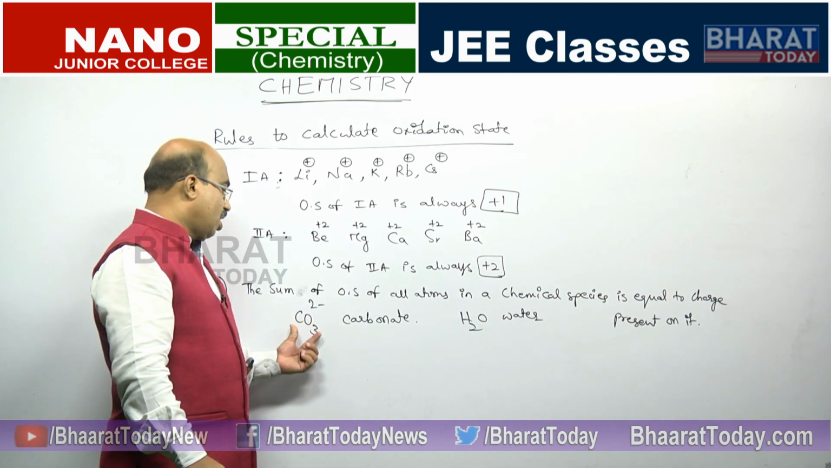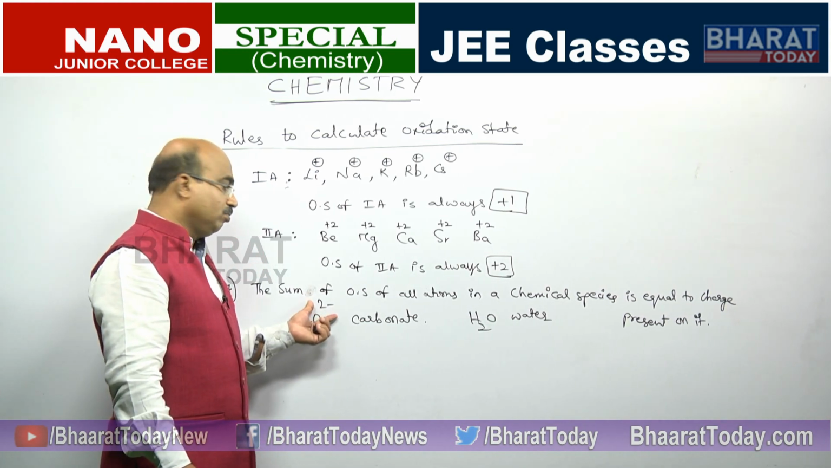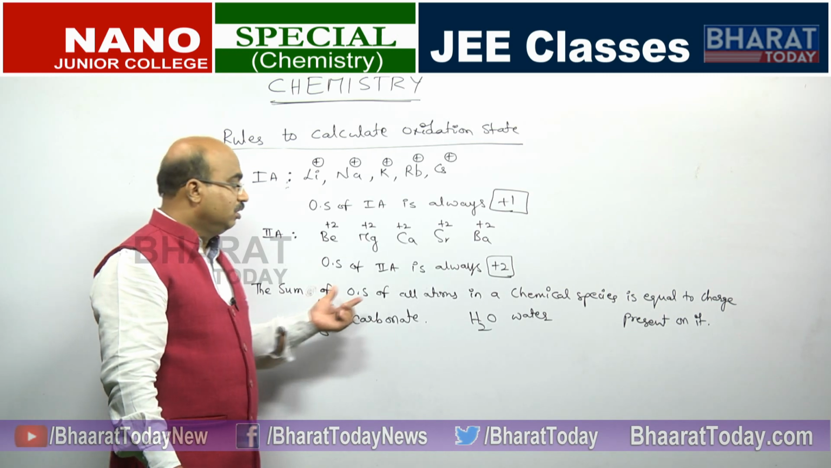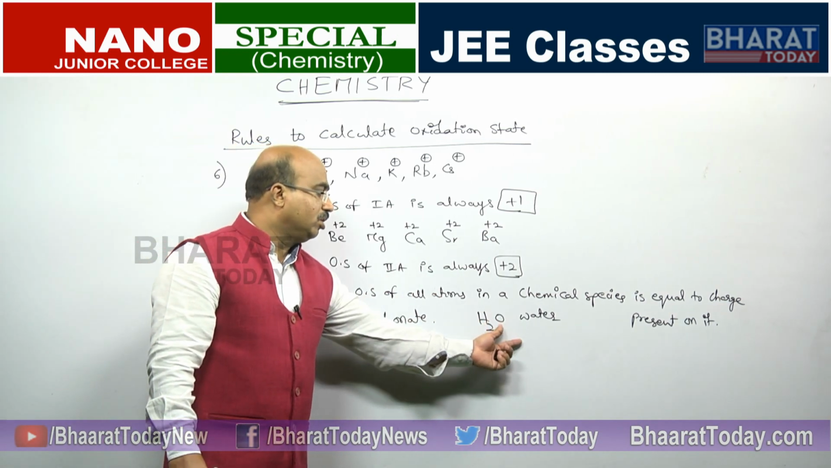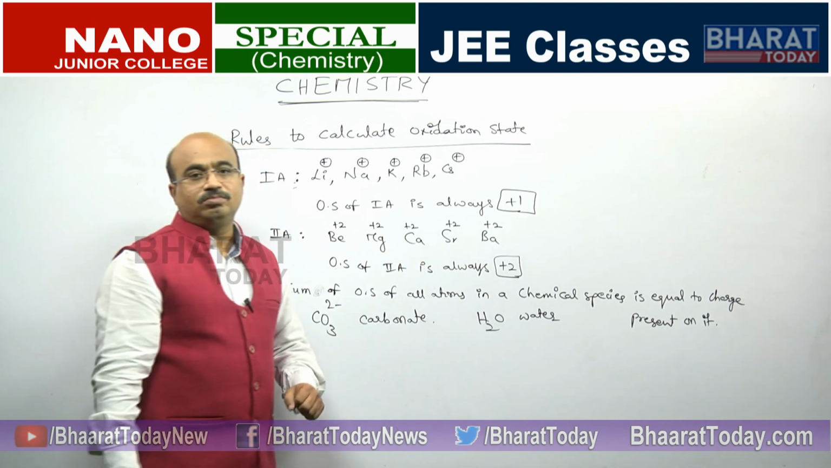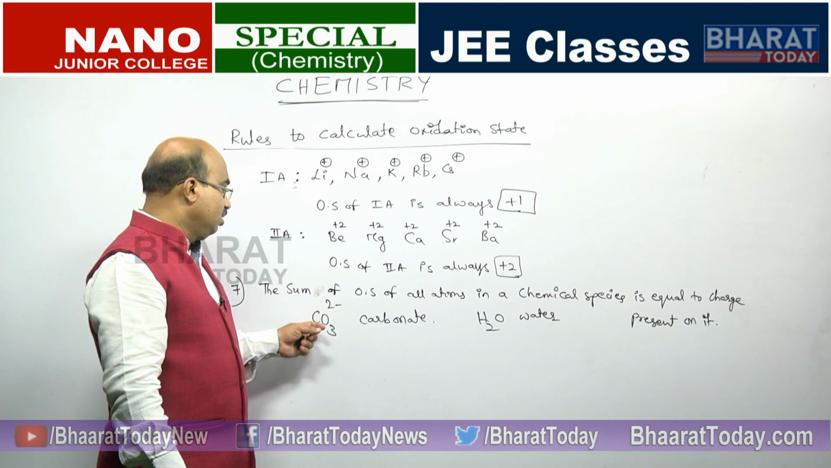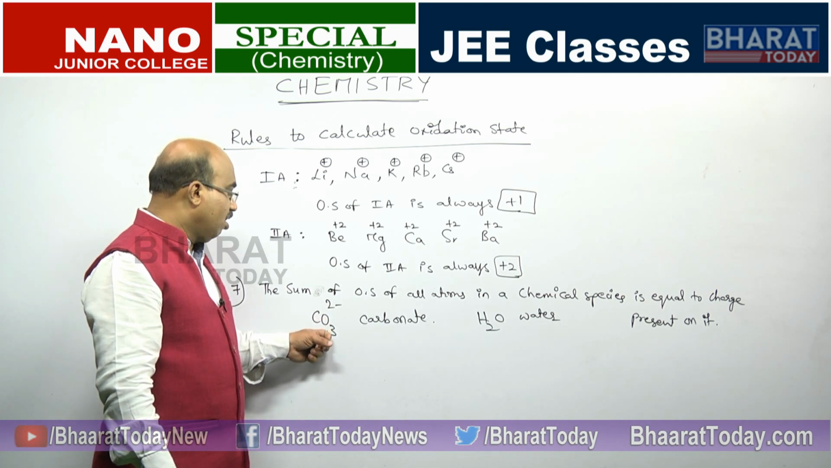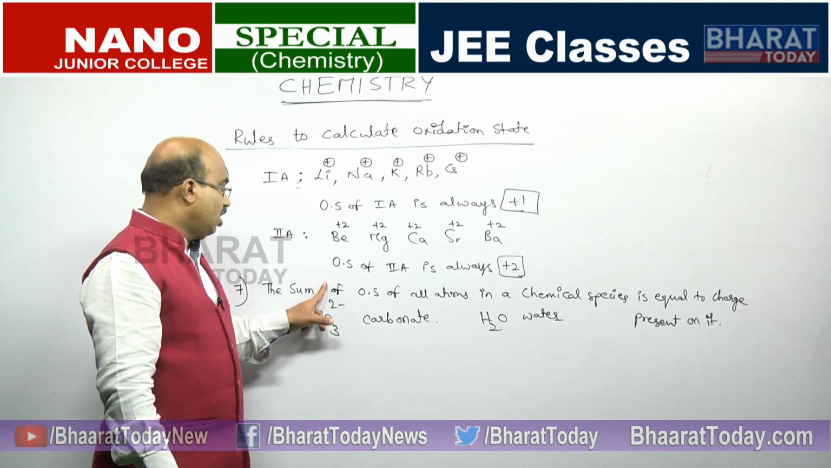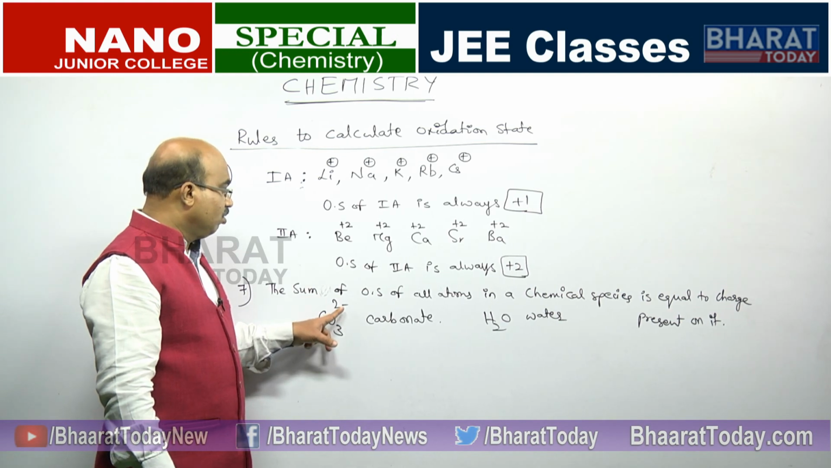So, the sum of carbon and oxygen should be equal to minus 2. The sum of hydrogen and oxygen must be equal to 0. So, the oxidation state of carbon and the 3 oxygen atoms, the oxidation states are charges. If you add, it should be equal to minus 2 here.